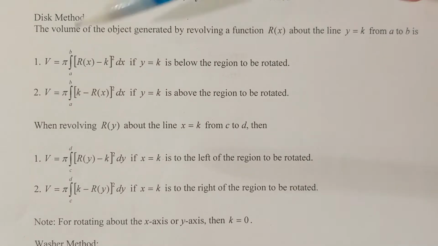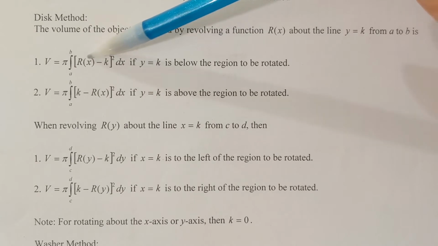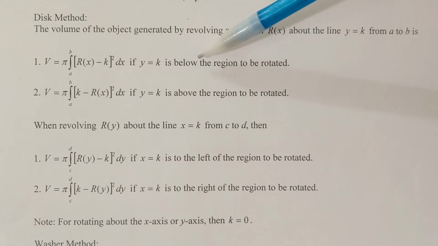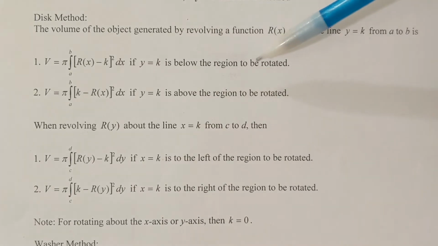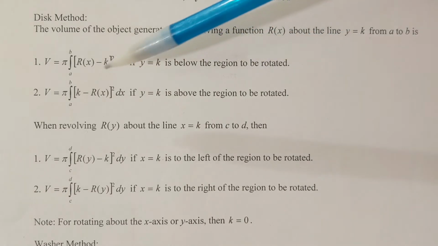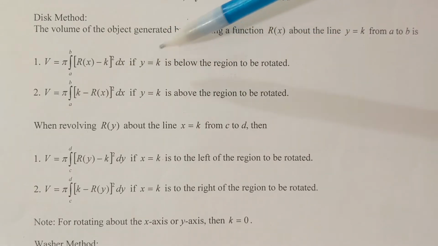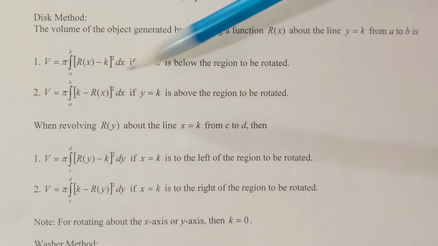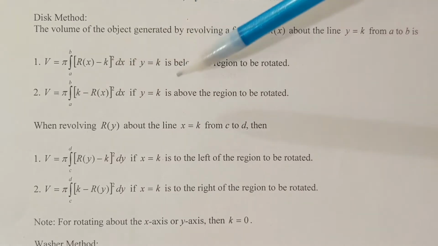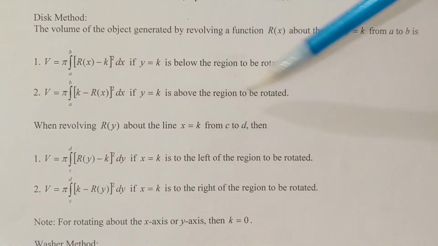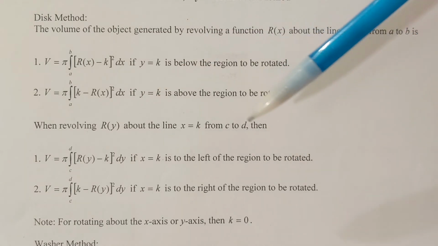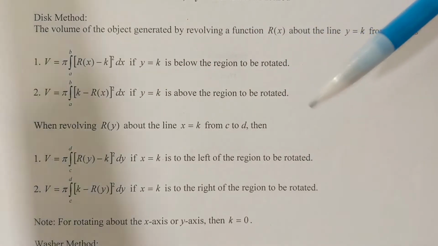Now, we're taking the function minus the k value if the line is below the region that we're rotating, and then we're taking the k value minus the function, squared, if the line is above the region to be rotated. Make sure that you're squaring that. Okay, and so let's maybe take a look at some examples of where we're doing that.